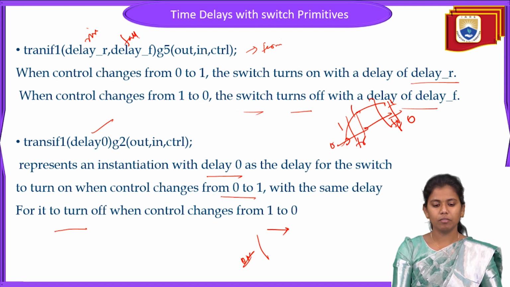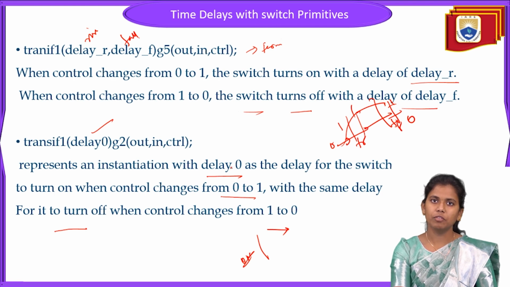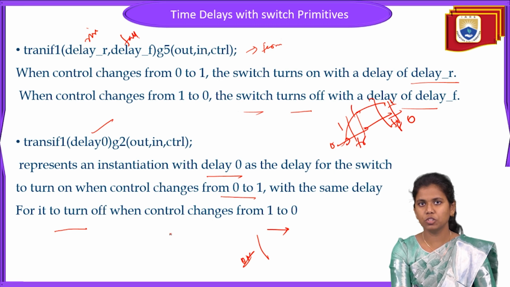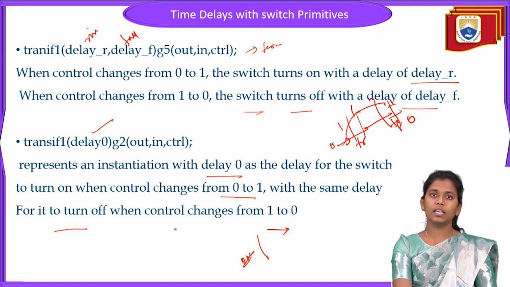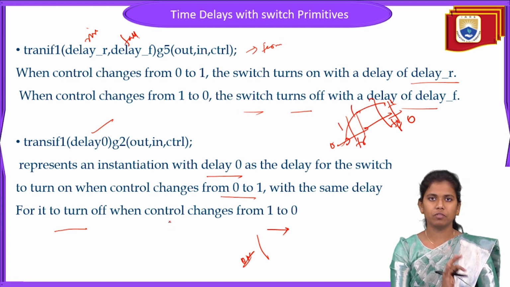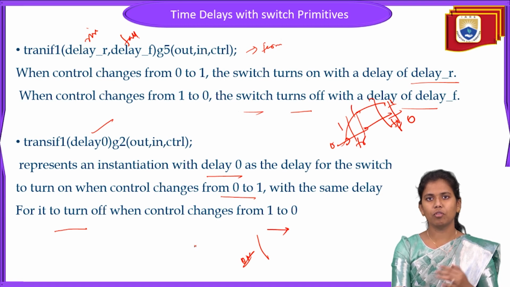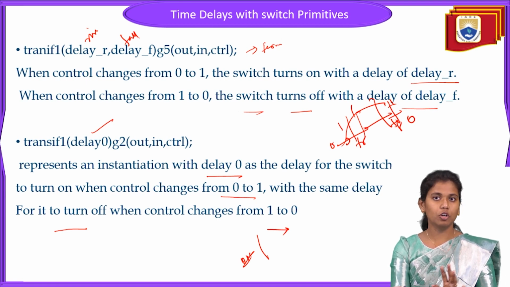So here we have seen that in the switch primitives pertaining to the time delays, whether it is resistive switches or the normal switches, in all the switches it is based on the delays that you are considering. Sometimes you may consider no delay, sometimes you may have 1 delay, and sometimes you may have 3 delays. So however many delays the signal takes in its transition, those delays will be represented with the rise delay, fall delay, as well as turn off delays.